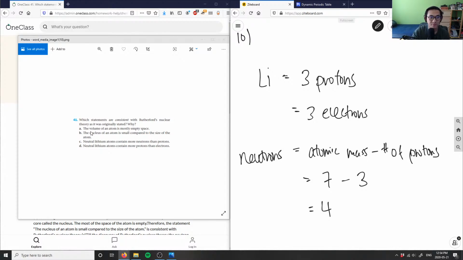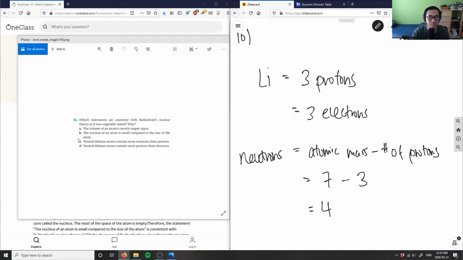Now A says the volume of an atom is mostly empty space, and this statement is true, right? Because the volume of an atom is mostly empty space. We have the nucleus, which is the biggest part of the atom, and then we have orbitals or electrons that are surrounding the atom as well. And B says the nucleus of an atom is small compared to the size of the atom. This here is false, right? Because the nucleus actually makes up most of the size of the atom here.